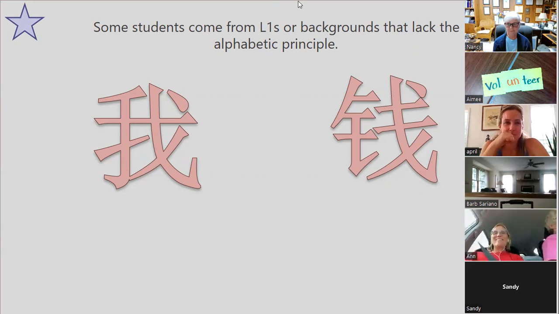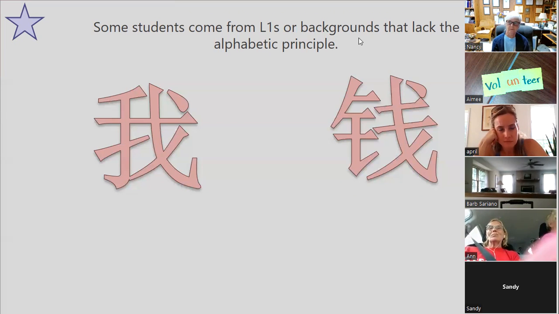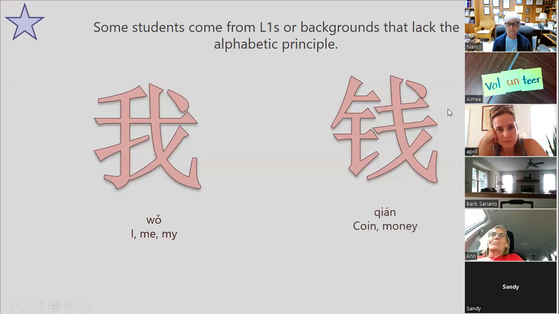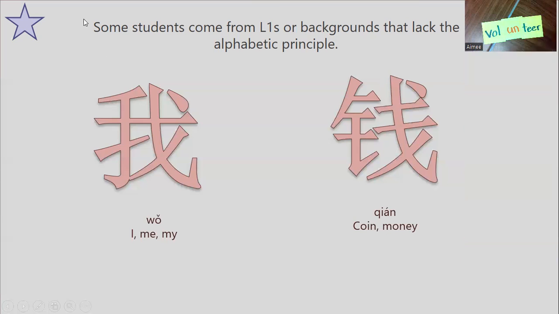So this is wǒ. This is the first person pronoun I, me, my in Chinese, and next to it we have qián, which just means money. They look pretty similar, right? So both boxes with slashes through them, but they're pronounced very differently and they have very different meanings. So this is just an example of there's no sound to symbol correspondence in Chinese. So sometimes you'll have to really work to build that with your students. So I am putting my Chinese major to good use.